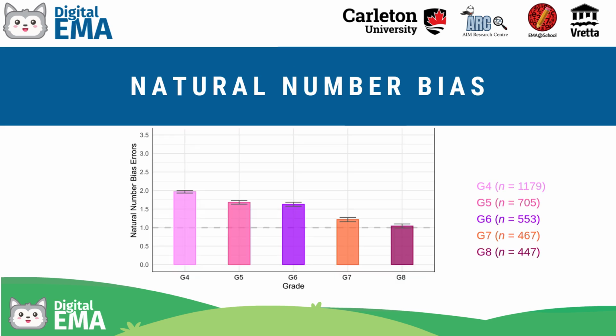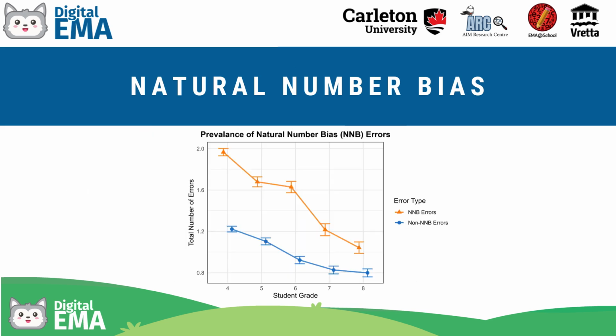Looking at the graph, we can see that students from grades 4 to 8 have more errors than would be expected due to chance, and students do better in later grades. Now, this wasn't shown in the poster, but as you can see in this figure, even grade 8 students have more natural number bias errors than other errors.